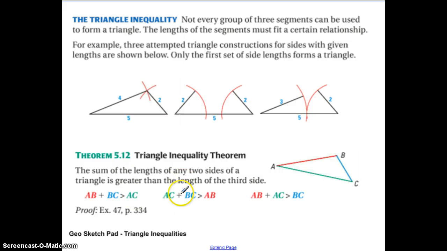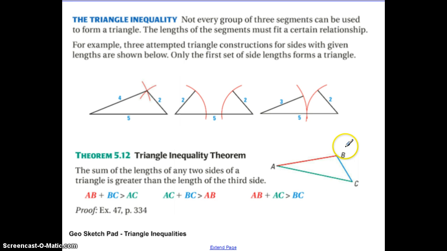The sum of the lengths of any two sides of a triangle is greater than the length of the third side. So here, AB plus BC must be greater than AC. Okay, that's where these arcs come in.